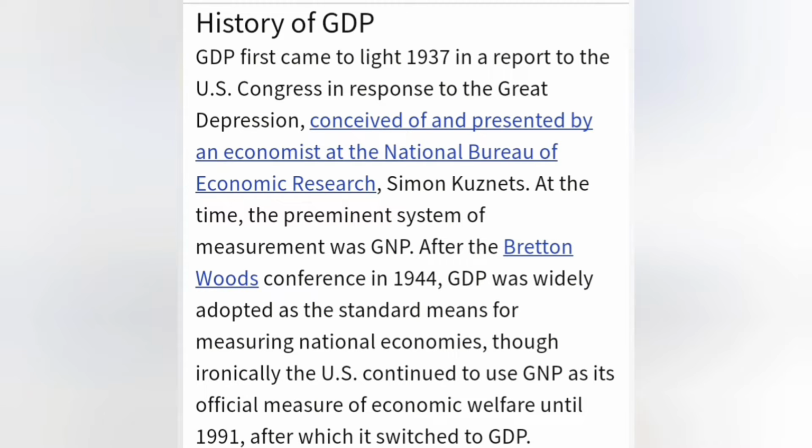After the Bretton Woods Conference in 1944, GDP was widely adopted as the standard means for measuring national economies. Though ironically, the US continued to use GNP as its official measure of economic welfare until 1999. After that, it switched to GDP. Up to this time, GDP is the indicator for calculating the national income.